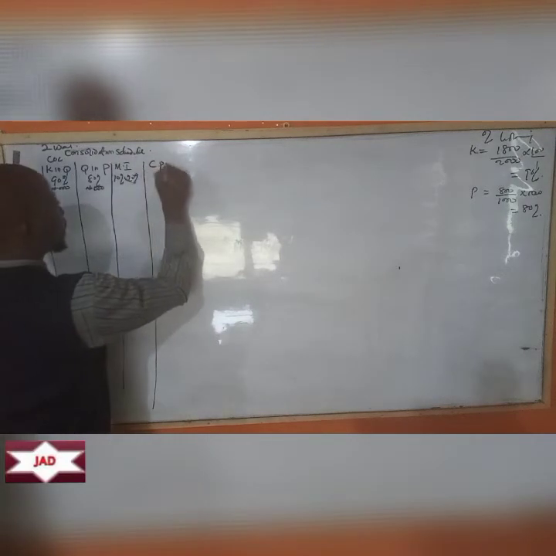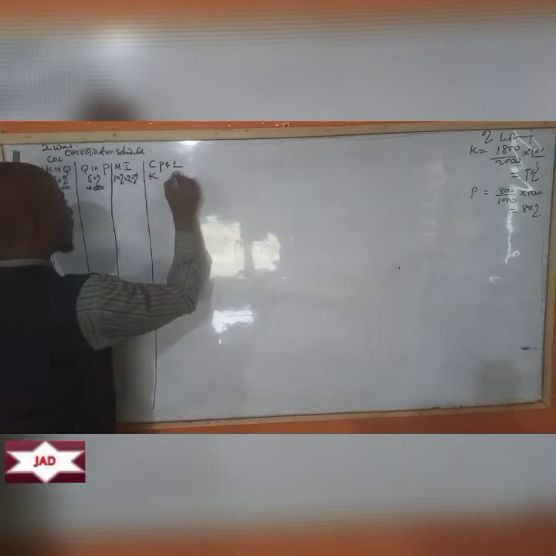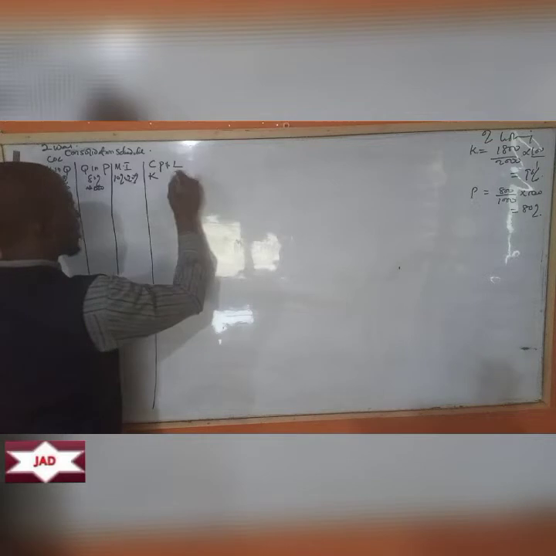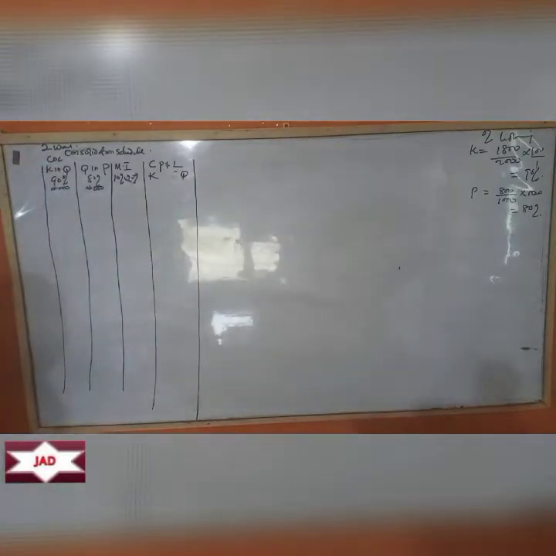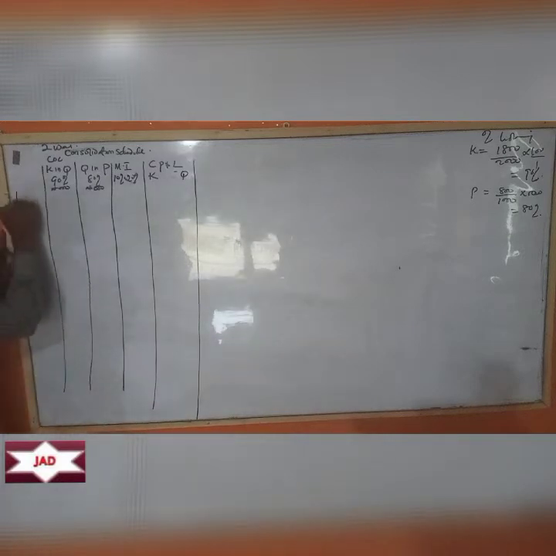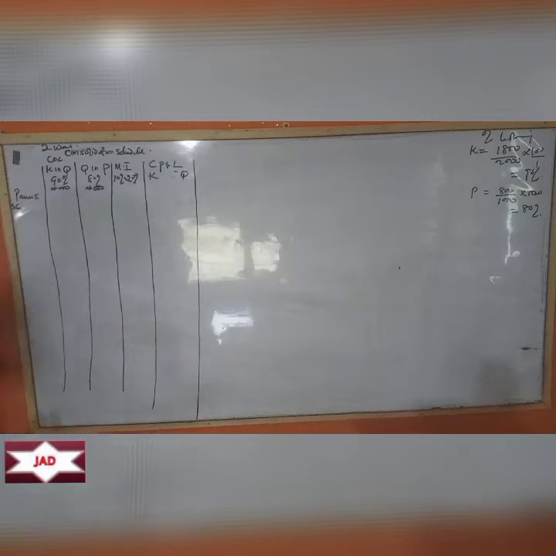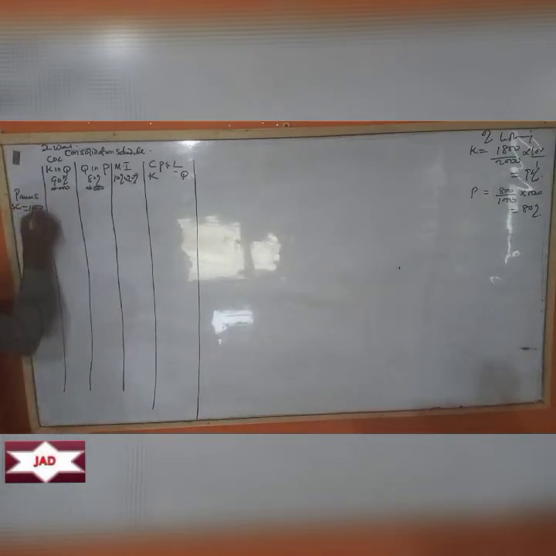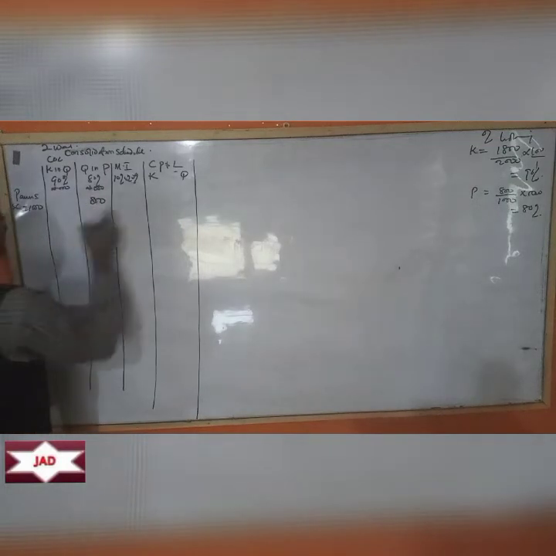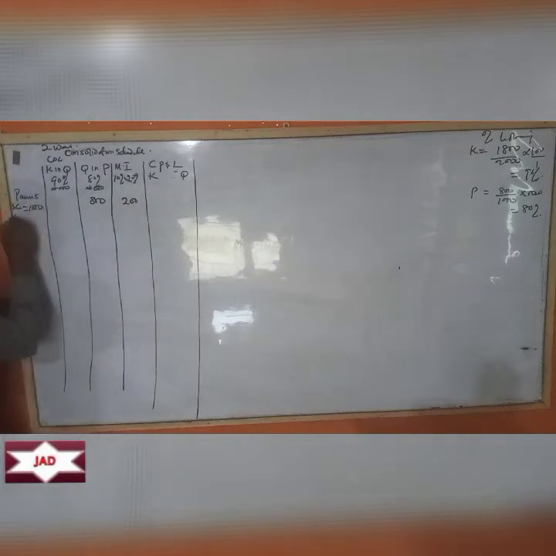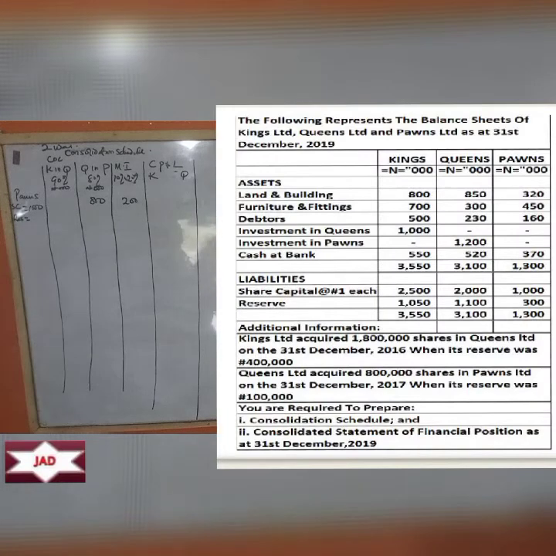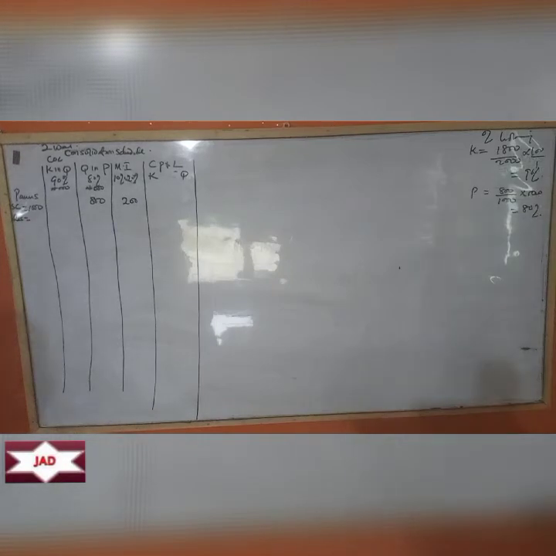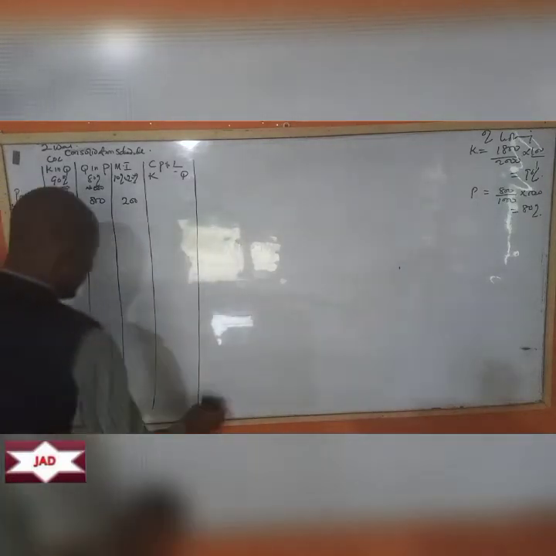Now we have the consolidated profit and loss, for Kings and for Queens. So let's do this. We have Pawns. What's the share capital for Pawns? It is 1 million, that's 1,000. So 80% of this is 800, and 20% of this is 200. What's our reserve? The reserve is 300.